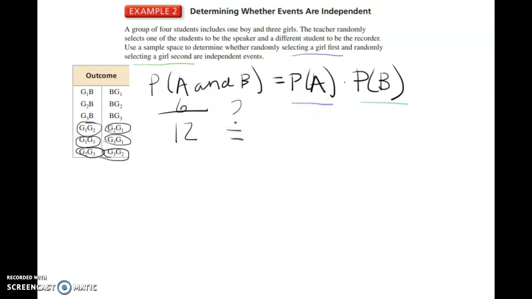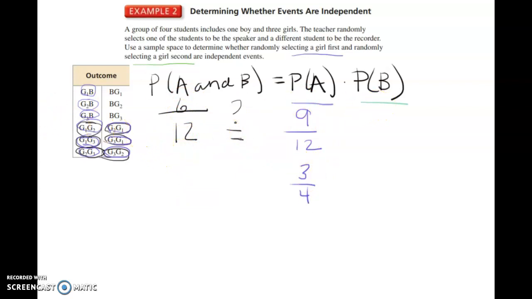So the probability of A is going to be blue. The probability of A is that there's a girl first. It doesn't matter who's after that, just that there is a girl first. So we have 9 out of 12. This one, 6 out of 12, reduces to a half. And 9 out of 12 reduces to 3 over 4.